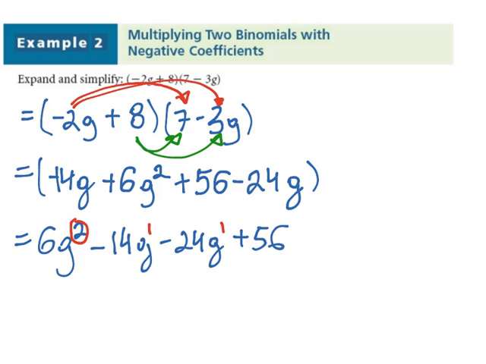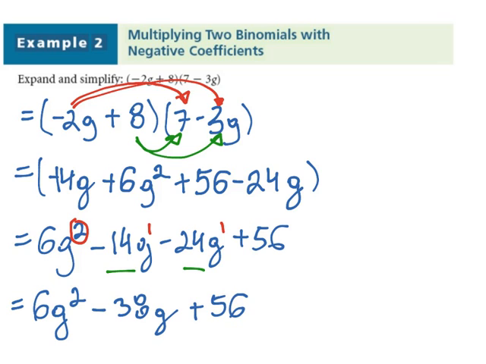So now we're going to collect the like terms. Again, we're going to be looking at the g's to collect the like terms. We get 6g squared, negative 14 minus 24, which is negative 38g. And we recopy the 56. And this is our answer. Notice again the same procedure.